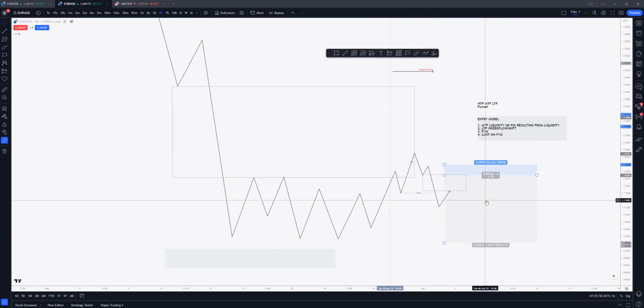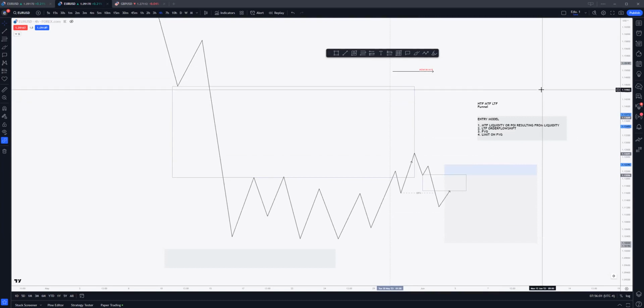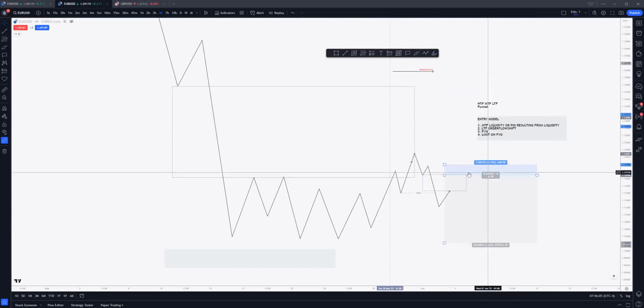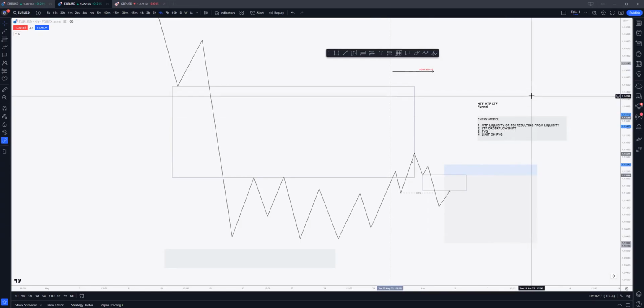So generally, look at the RR instead, and even that is kind of a bad habit. But the only reason I do that is because I know what my average RR is for my trading system. So I know if it's too low, then it just might not be worth it for me.